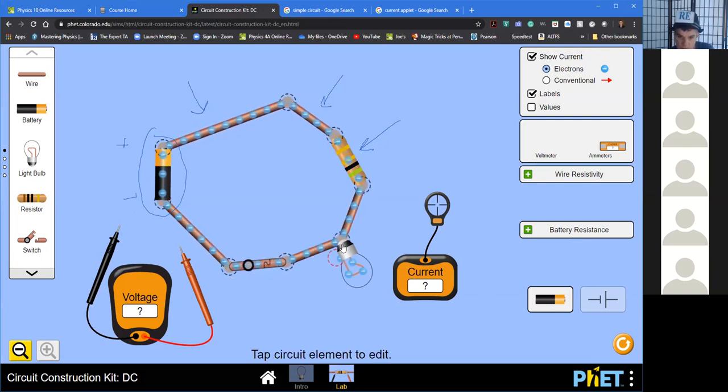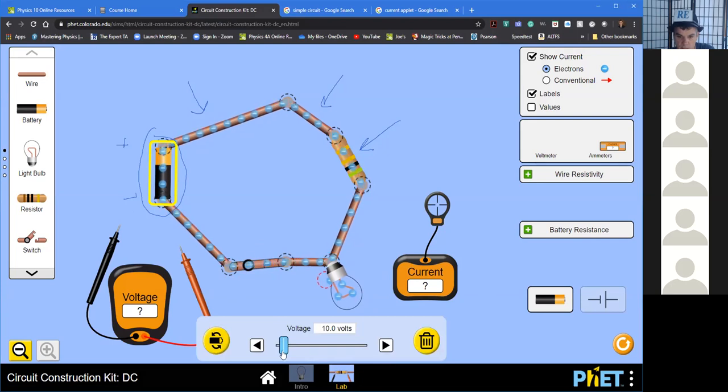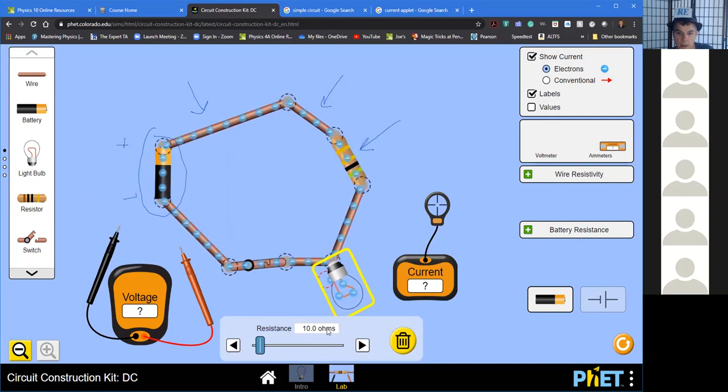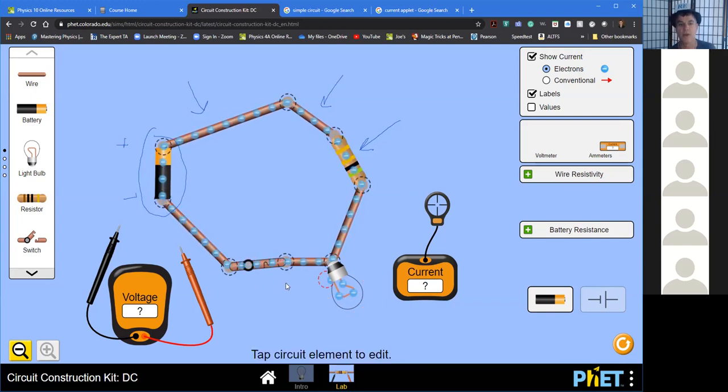So wait, why is this not lighting up the light bulb? Do I need more current? Let's see. Interesting. Anyway, for some reason, the light bulb is not lighting up. But a few things to notice about this.